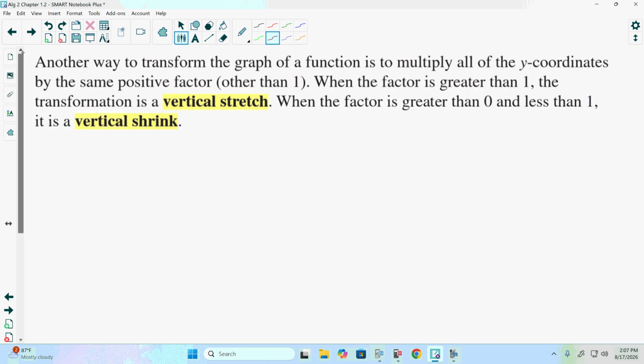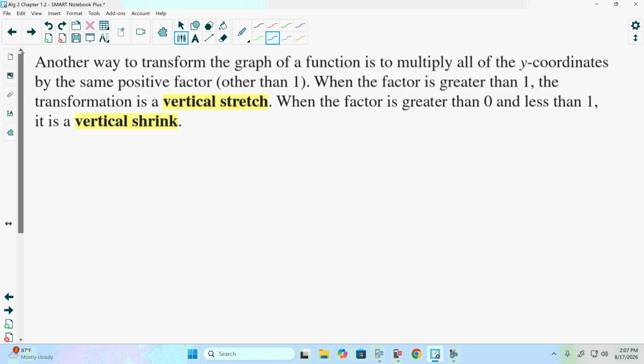Vertical stretch, vertical shrink. Another way to transform the graph of a function is to multiply all the y coordinates by the same factor other than 1. Multiplying by 1 doesn't change anything. If the value of a is greater than 1, it's a vertical stretch. If the value of a is between 0 and 1, it's a vertical shrink.